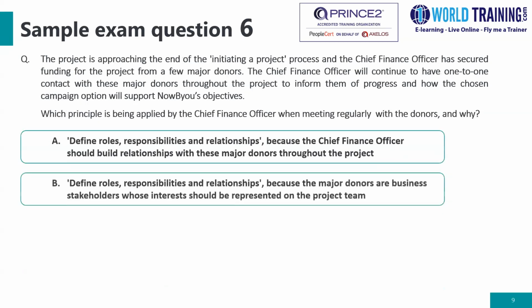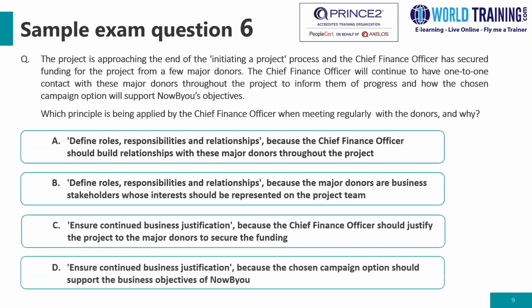Number 6, the project is approaching the end of the initiating a project process. And the CFO has secured funding for the project from a few major donors. The CFO will continue to have one-on-one contact with these major donors throughout the project to inform them of progress and how the chosen campaign option will support Now BU's objectives. Which principle is being directed by the Chief Financial Officer when meeting regularly with the donors, and why?